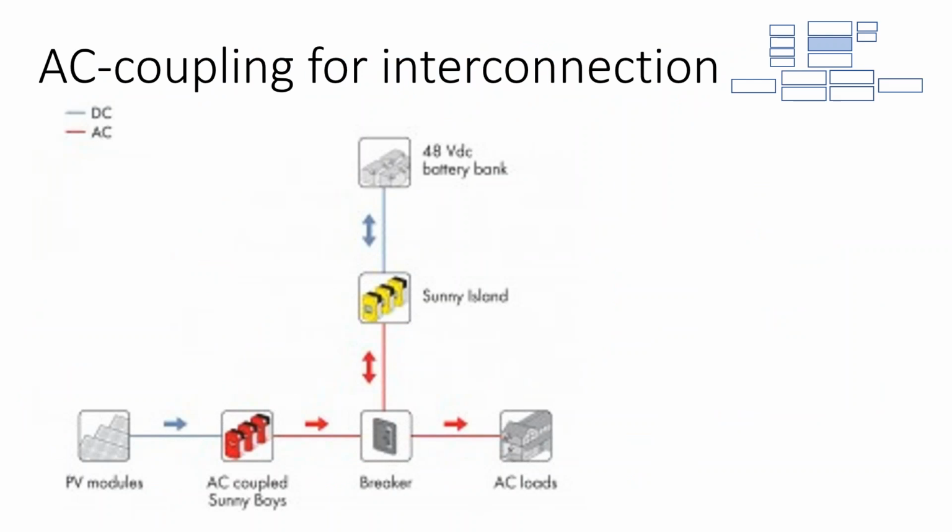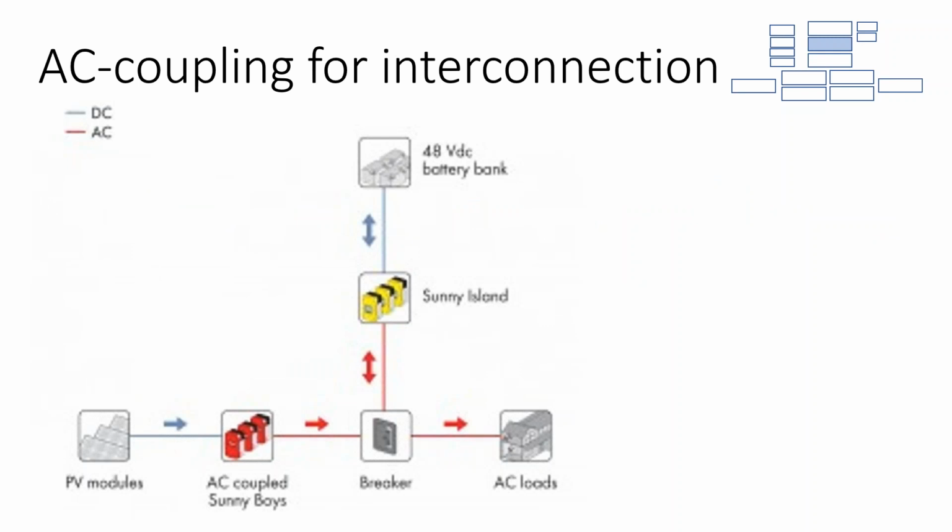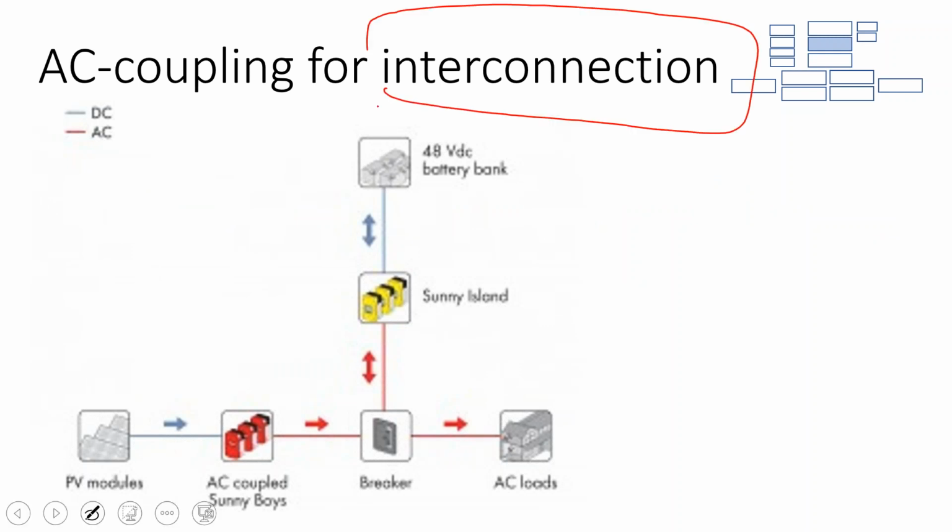So the question is, which is better? Is it better to do AC coupling, or is DC coupling the better way to go in terms of system efficiency? Well, it really depends on whether or not your system is interconnected. Whether it's residential or utility scale, for all interconnected systems, you're going to get better efficiency if you do AC coupling.